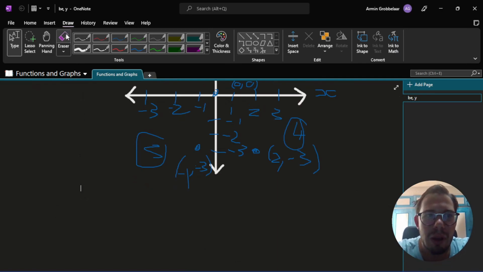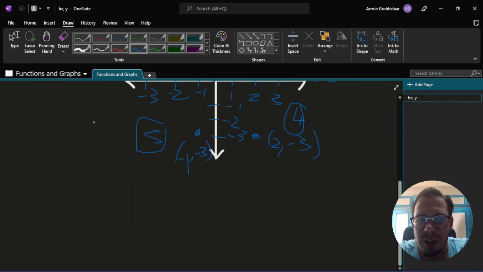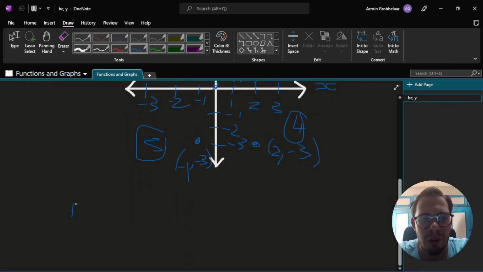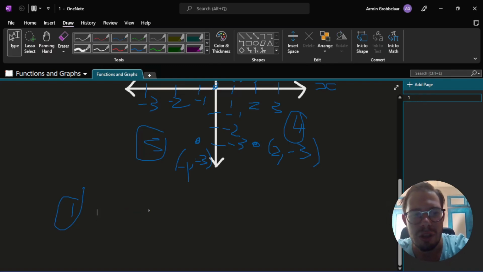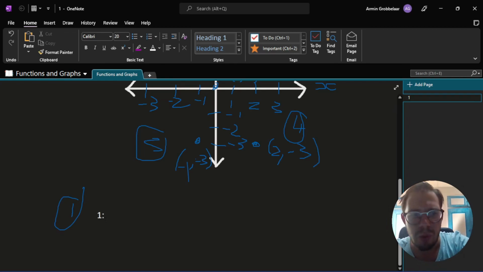So I'm just going to explain the quadrants now. So in the first quadrant, we have that x is greater than 0. So let me really draw this. So in the first quadrant, we have that x is greater than 0 and y is greater than 0.